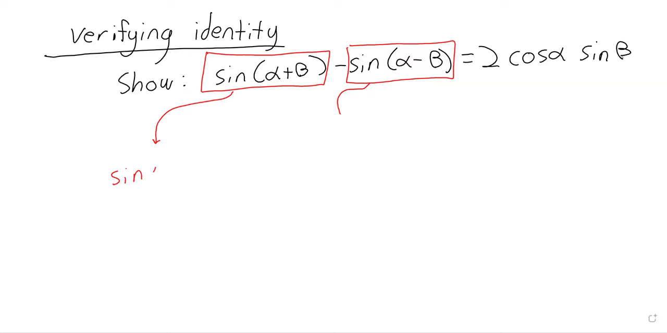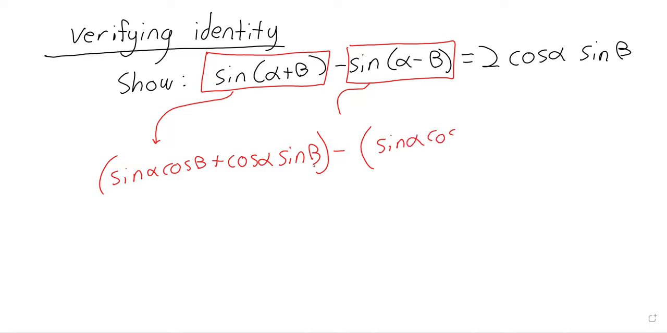So this is the sine of alpha, the cosine of beta, plus the cosine of alpha times the sine of beta, minus, so this is the sine of alpha, the cosine of beta, minus the cosine of alpha times the sine of beta. And hopefully, this is about where we need to be. Let's see what happens.